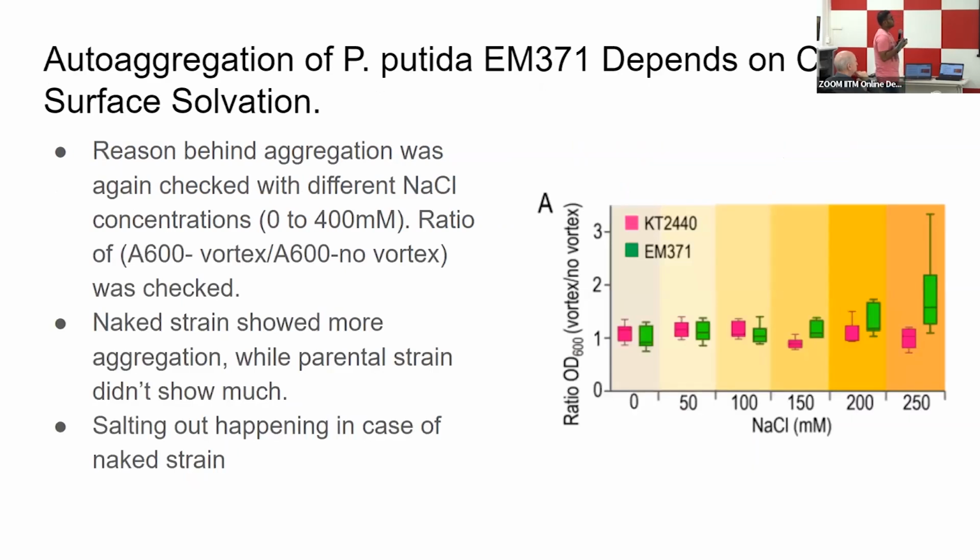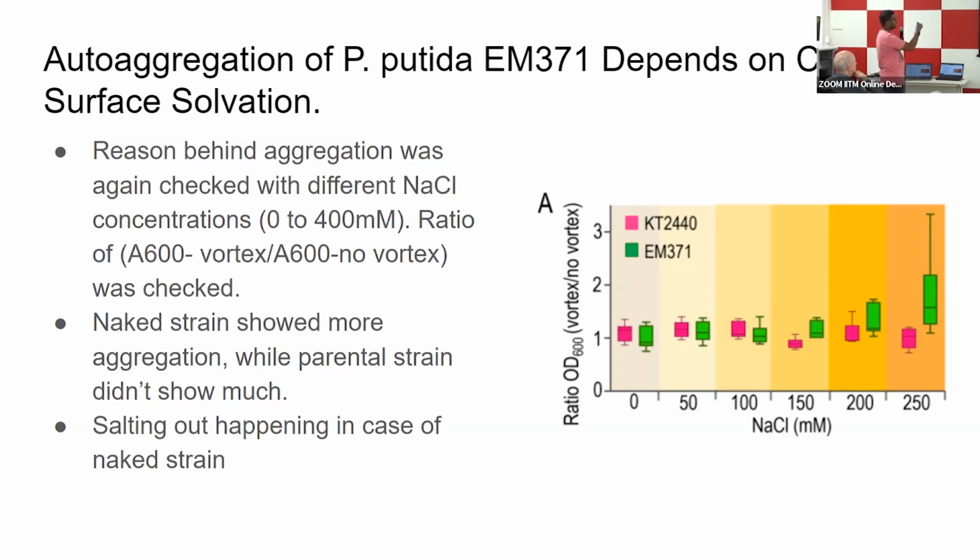Then auto aggregation of Pseudomonas putida. Before, we checked that the aggregation is happening and the modified strain is going to the bottom, it is getting segregated. They wanted to check if it is happening because of the salts present in the solution. So they checked with different concentrations of NaCl salt from 0 to 400 millimolar, and the ratio of A600 vortex by A600 no vortex. That means the absorbance at 600 nanometer was checked with vortexing and without vortexing. So with vortexing will have flocculation, without vortexing is without flocculation.